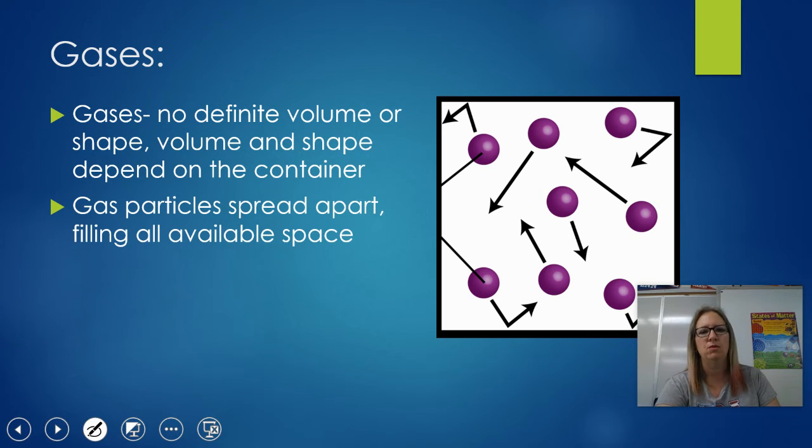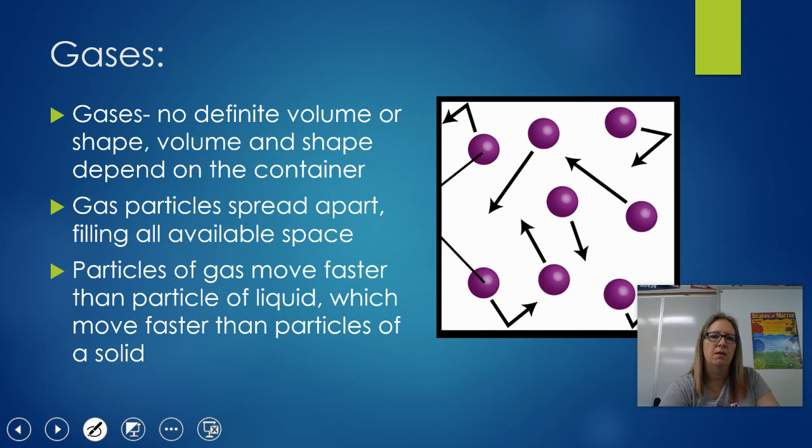And again, they spread out to fill all of the available space. And all of that available space might actually be the atmosphere. If you go outside, the atmosphere is filled with gas, okay? That's kind of the definition of the atmosphere. And then kind of bringing the movement of these particles together, the particles of gases move much more quickly than the particles of a liquid, but the particles of a liquid are moving faster than a solid, okay? So the solid state of matter has the slowest moving particles, although they are still moving, and gases have the fastest moving particles, okay?